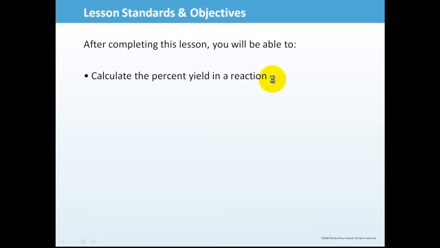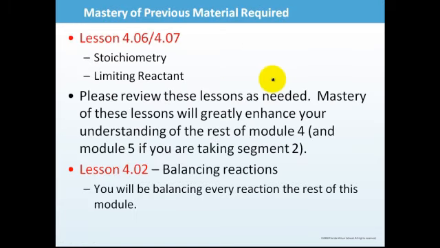Now, as I mentioned a moment ago, to be able to do this, there are some lessons that we need to have already mastered, mainly lessons 4.6 and 4.7. In these lessons, we do stoichiometry calculations and limiting reactant calculations. Both of these are necessary to successfully complete 4.08. So if you are still a little shaky with those lessons, please go back and review them. Watch the videos, attend an open tutoring session if you need to.